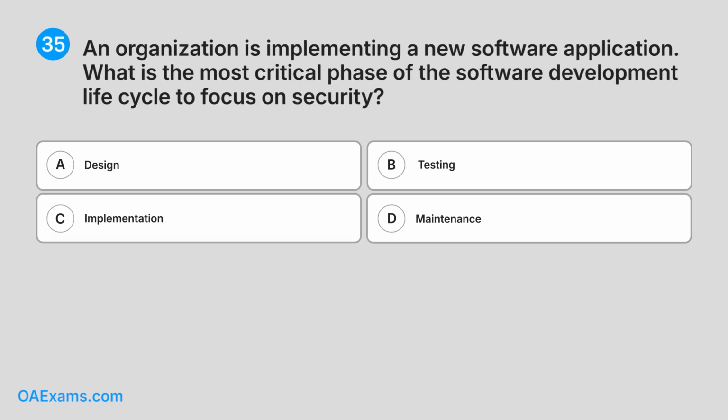35. An organization is implementing a new software application. What is the most critical phase of the software development lifecycle to focus on security? A. Design. B. Testing. C. Implementation. D. Maintenance. Can you guess the answer?